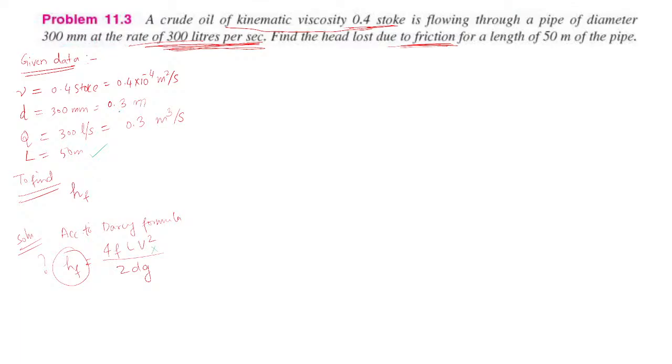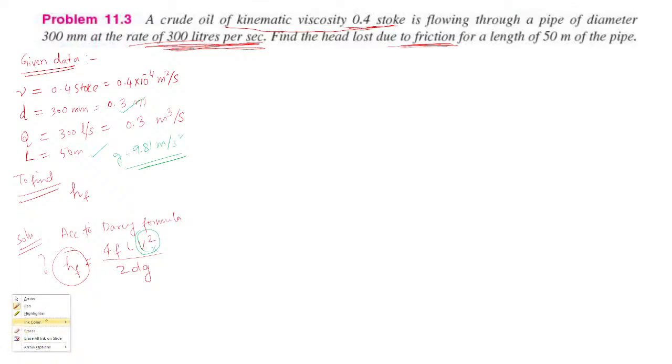Diameter is given. G is already known, G is constant, that is 9.81 meter per second square. Fine, G is also constant. Now what are the things not given? The V value is not given, right? And the F value is not given.